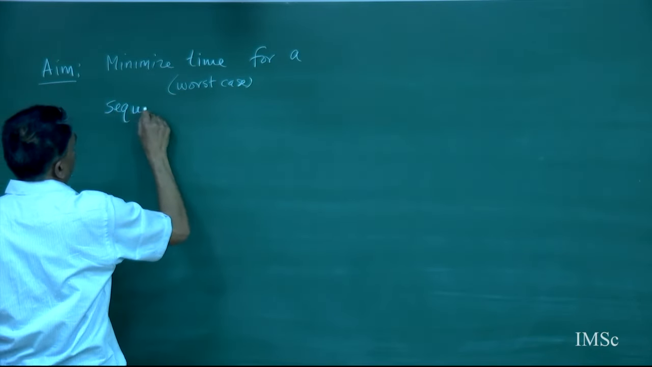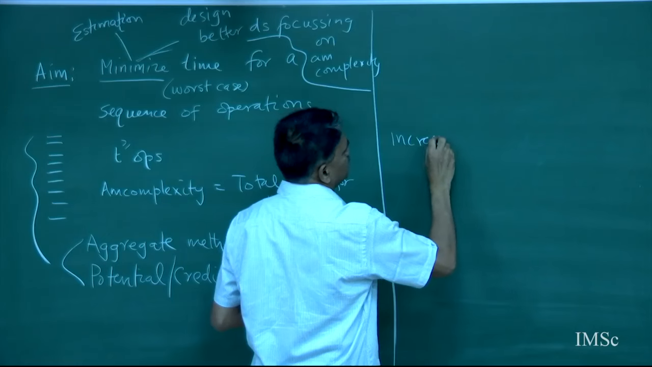Okay, I'll continue because this is something they did last time. So in the potential or credit method, okay, so I'll tell you. The two toy examples we saw, you would have seen, is this incrementing a binary counter.